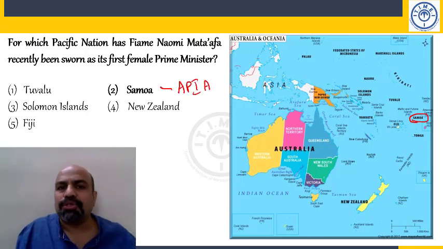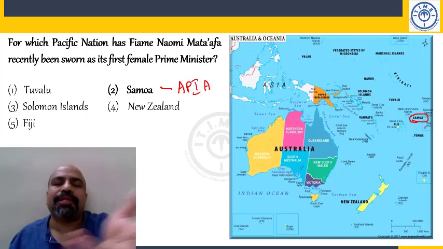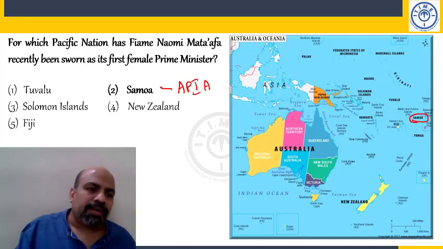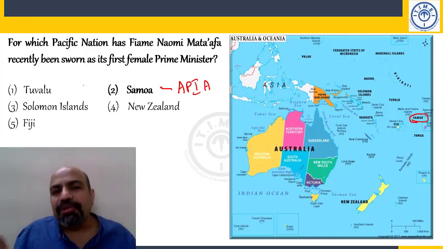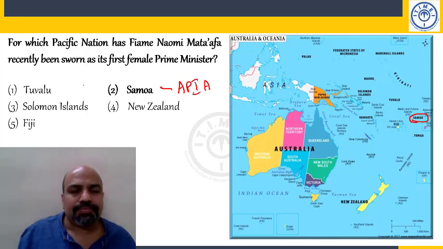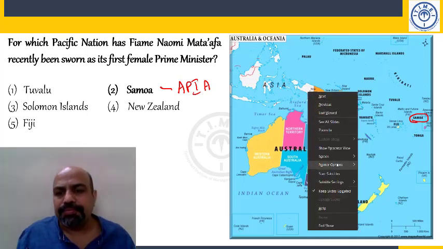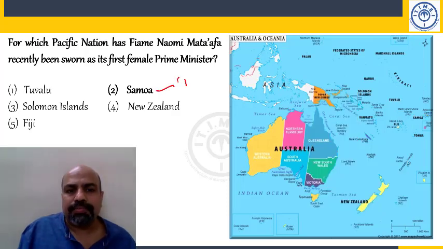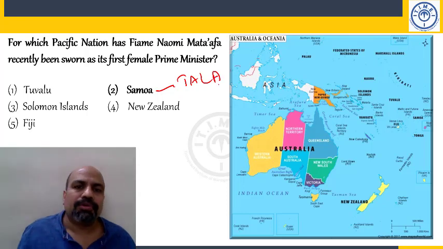They will not ask you these things. Trust me. Normally they don't. These places are way too small for you to know these things. But anyway, now that we are here, why don't we write? Very simple. Apia is the capital. You want to know the currency of Samoa? Tala.